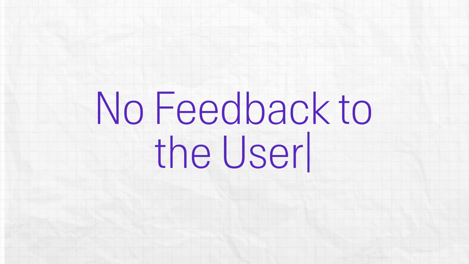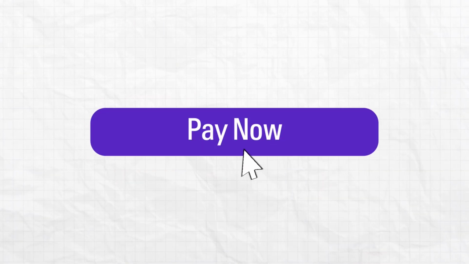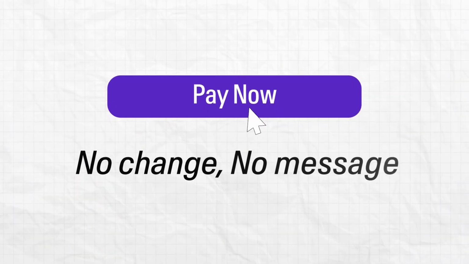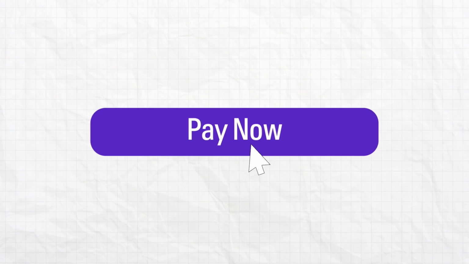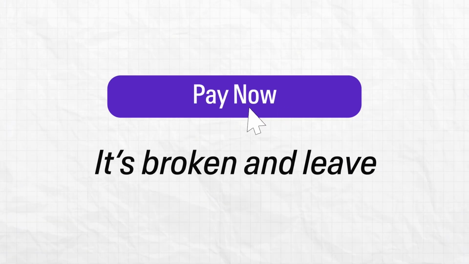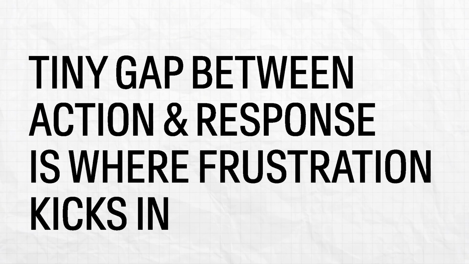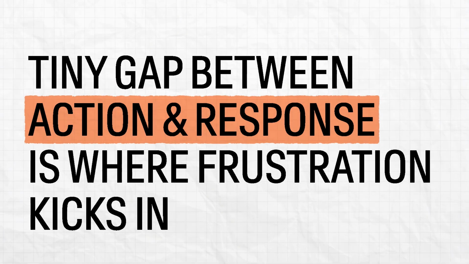The sixth mistake, not giving feedback. Imagine tapping pay now and nothing happens. No change, no message. You tap again or assume it's broken and leave. That tiny gap between action and response is where the frustration kicks in.